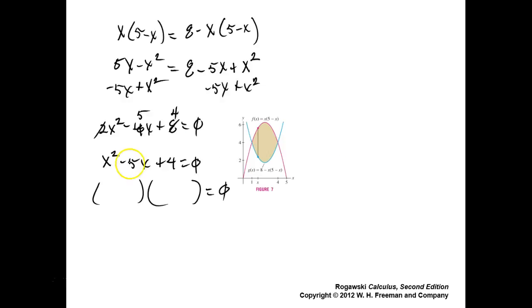This is such a pain in the neck. Okay, I think I can unfoil this one. The only possible factorization for x squared is x times x.